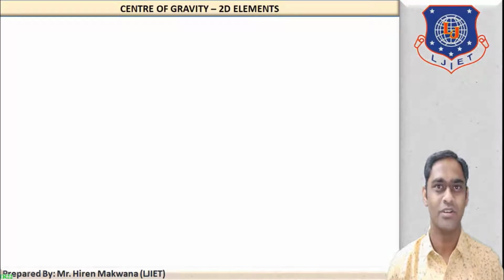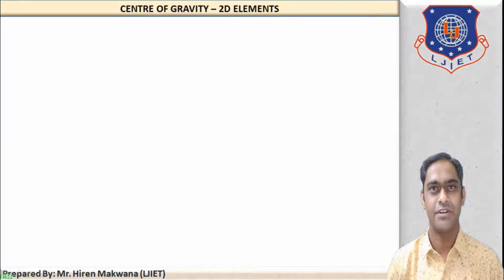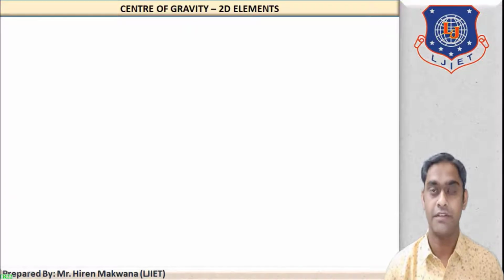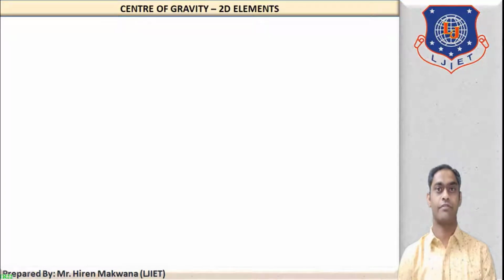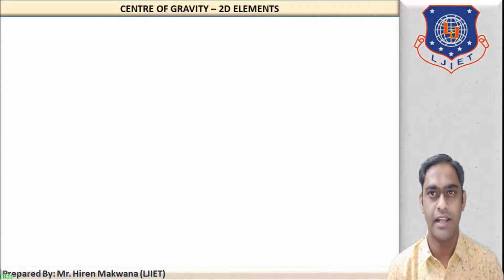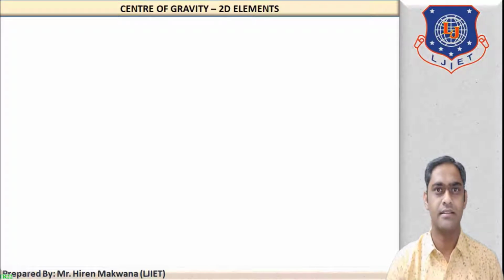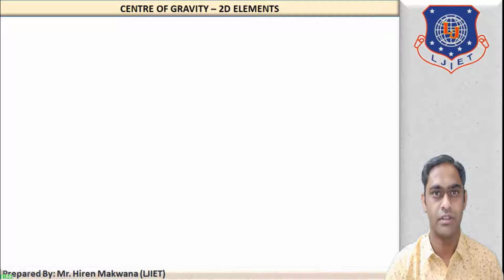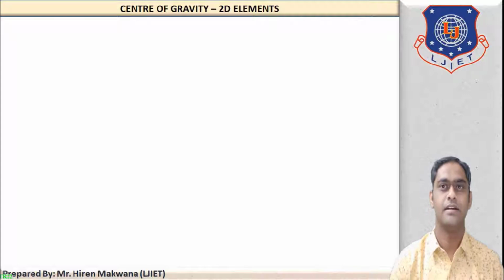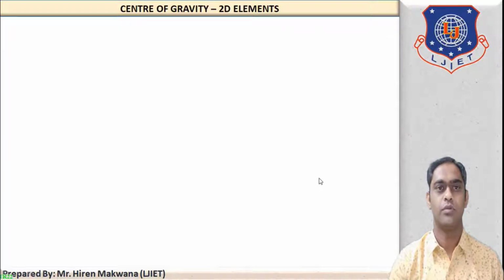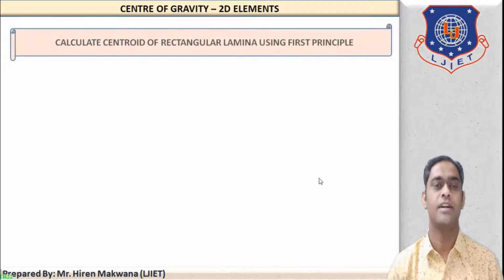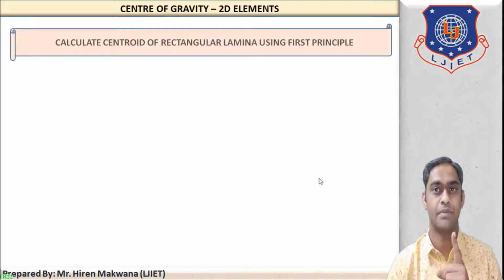Hello students, so let us start the derivation of center of gravity for the rectangular and triangular laminas. First of all, we will derive the formula for the center of gravity of rectangular element. Let us check the center of gravity for the rectangle. Here you can see our target is to calculate the centroid of rectangular lamina using first principle.